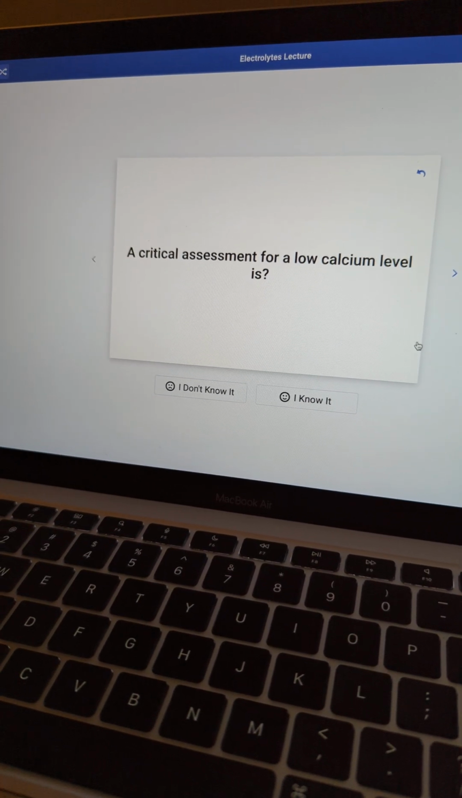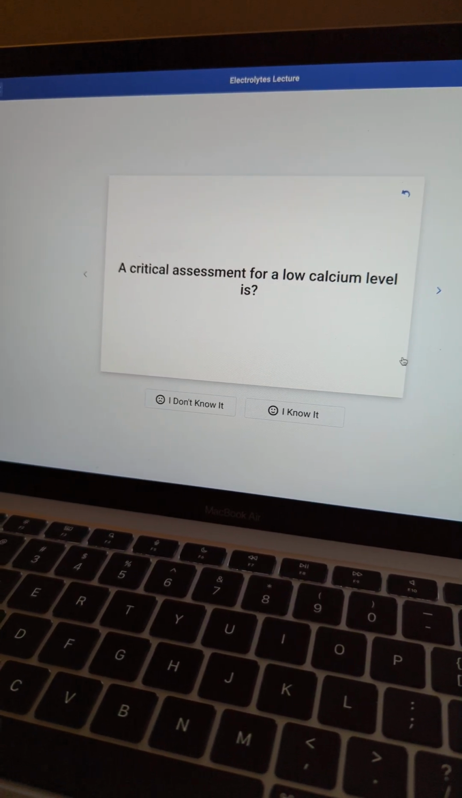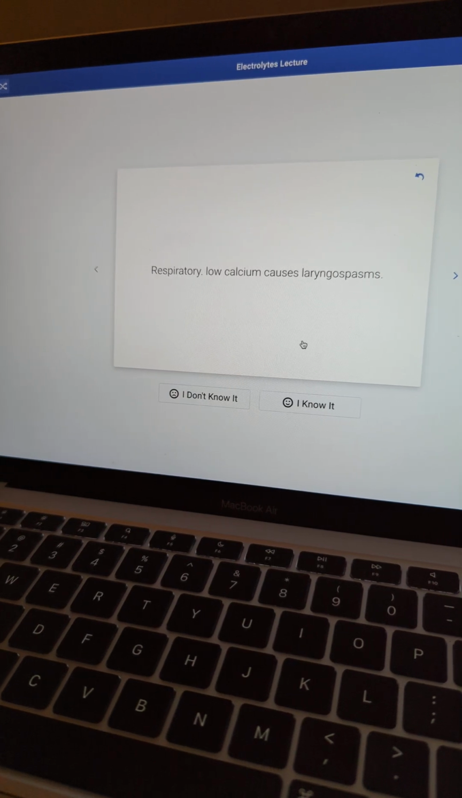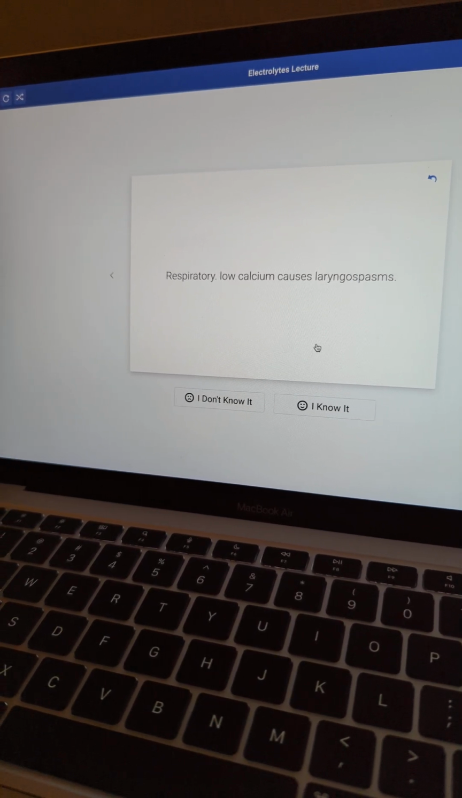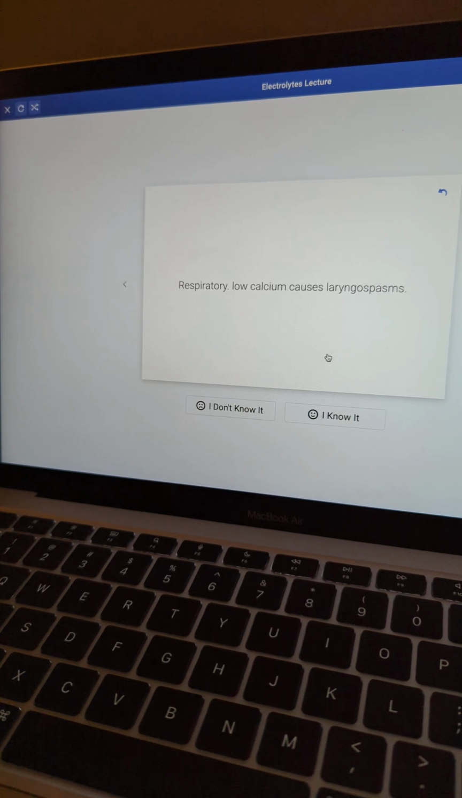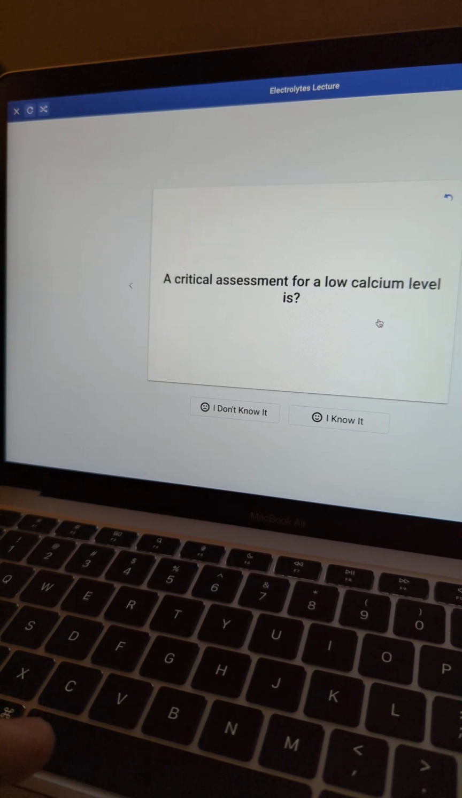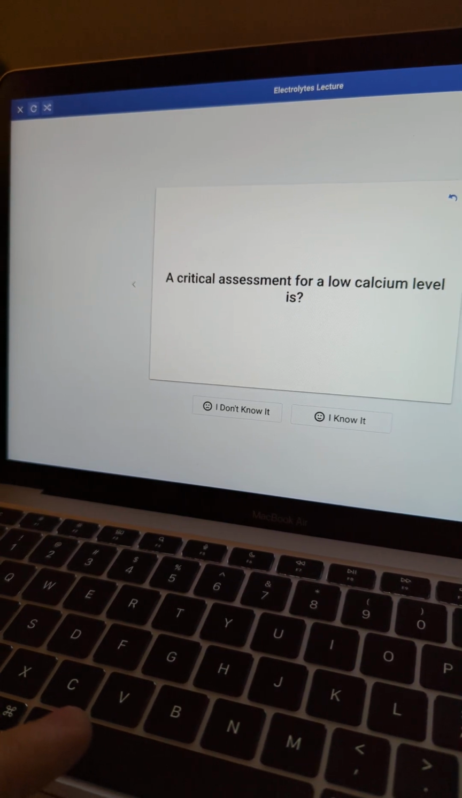A critical nursing assessment for a low calcium level is the respiratory assessment. Low calcium causes laryngospasms, which then cause airway and breathing issues. So, low calcium.